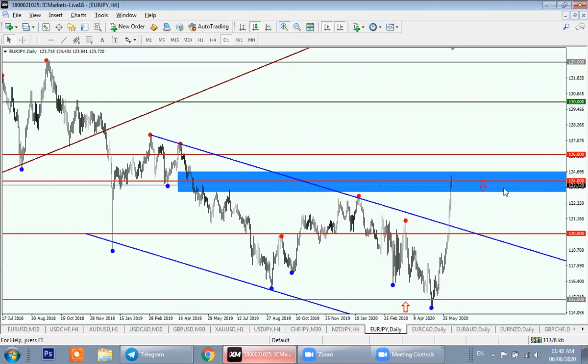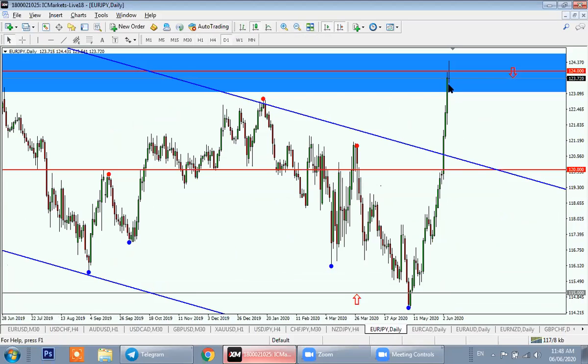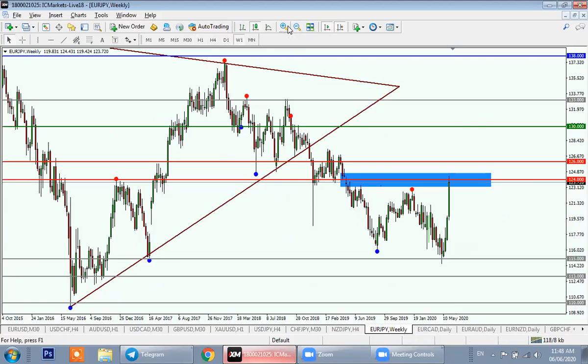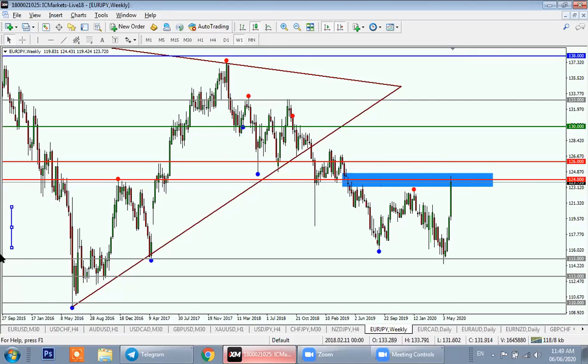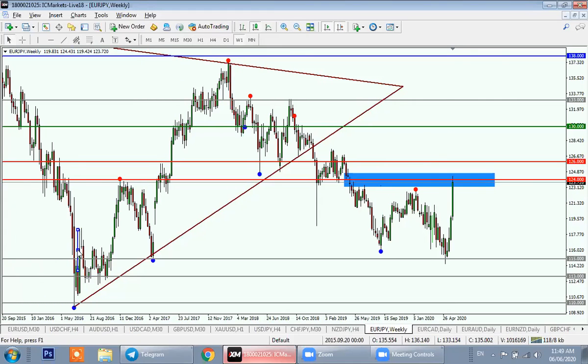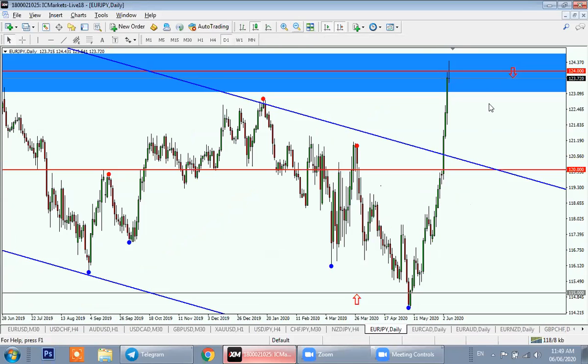So if we zoom out on daily time frame, as you can see, price is overextended. We had like 7 or 8 bullish candles in a row. You can't see this. The last time we saw a candle this big was, I don't know, it was bigger than this one. It was like back in 2016. So a very huge candle. We can expect some retest from it.